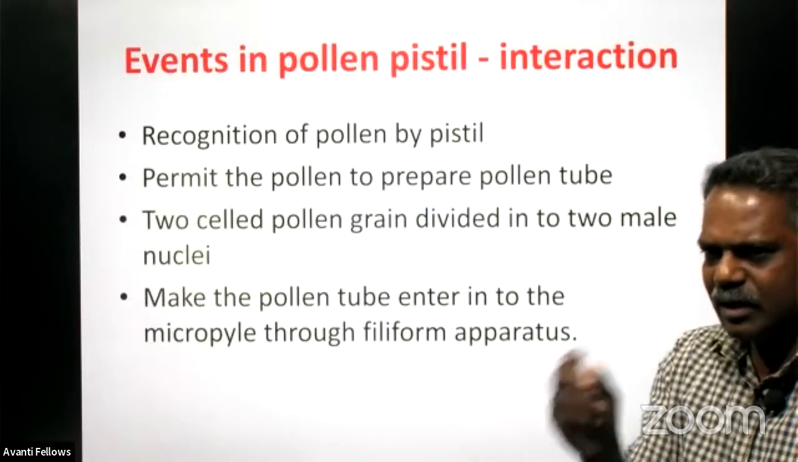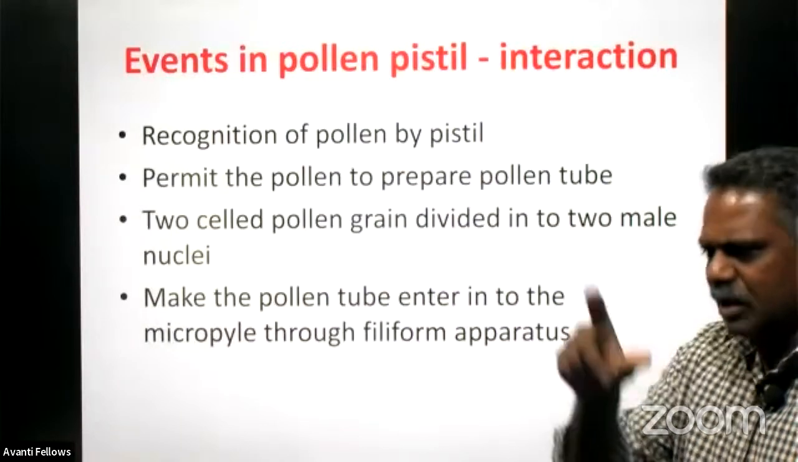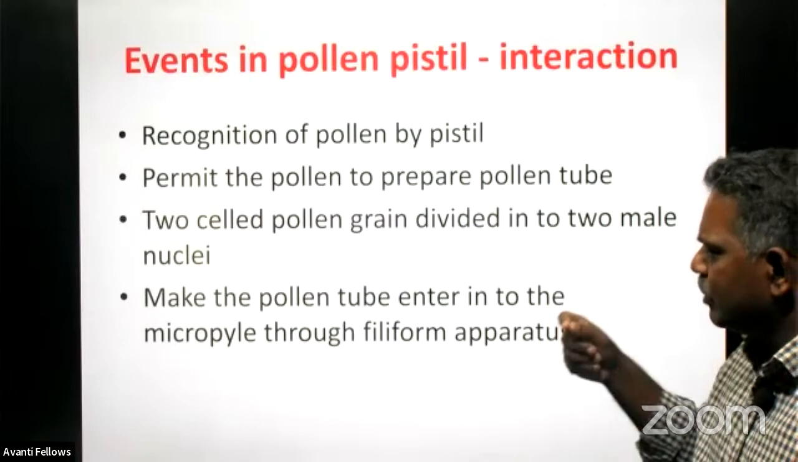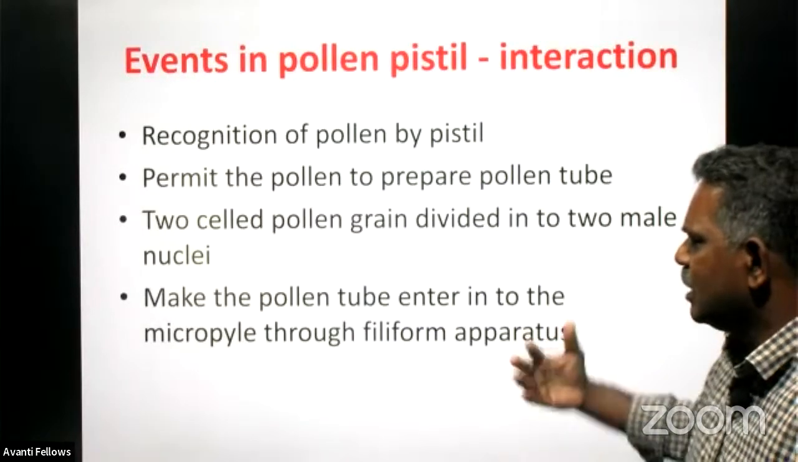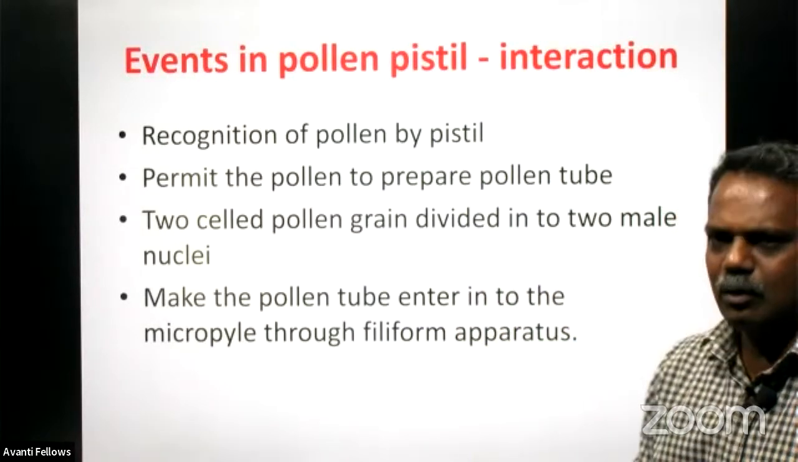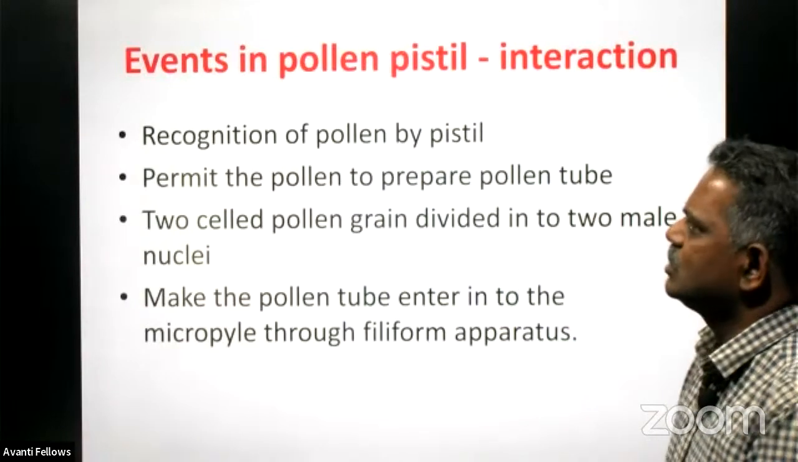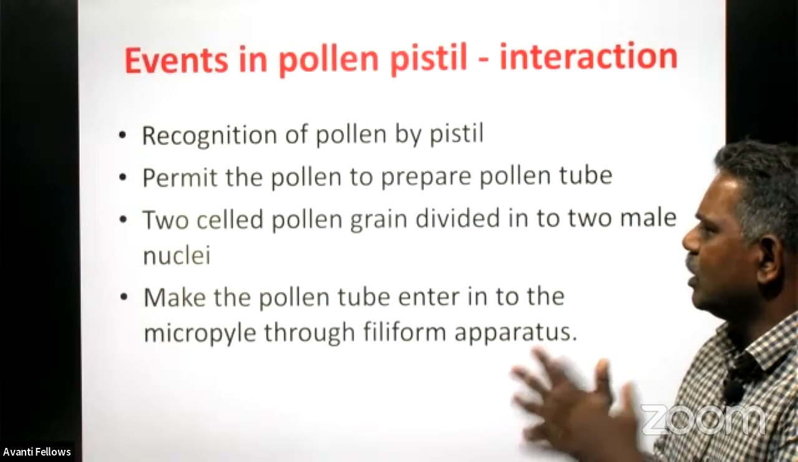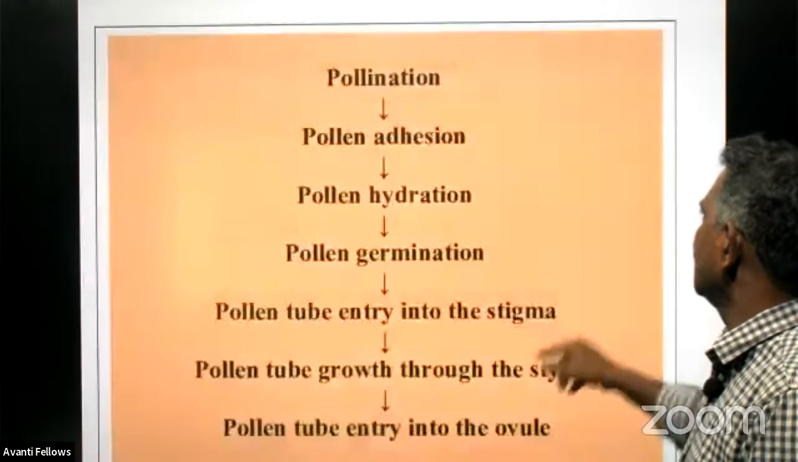A micropyle is a small aperture in the ovule, and through this aperture, with the help of the filiform apparatus, the pollen tube can enter the ovule for fertilization. So this is what happens after the pollen-pistil interaction, right?